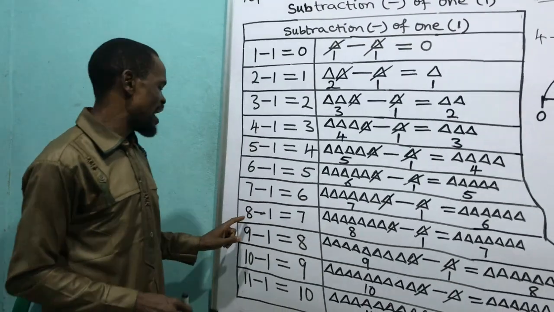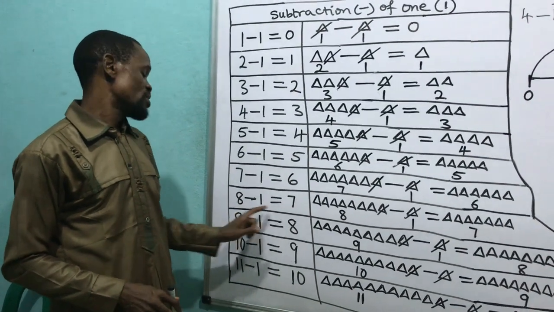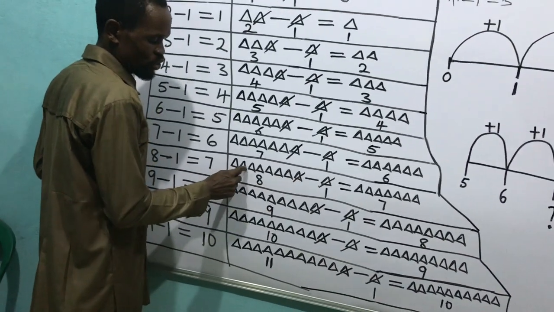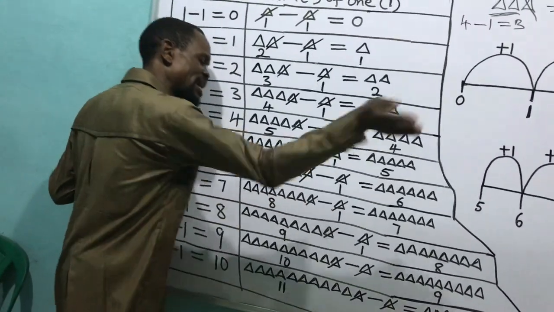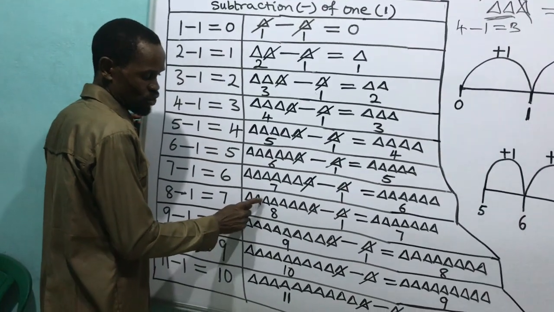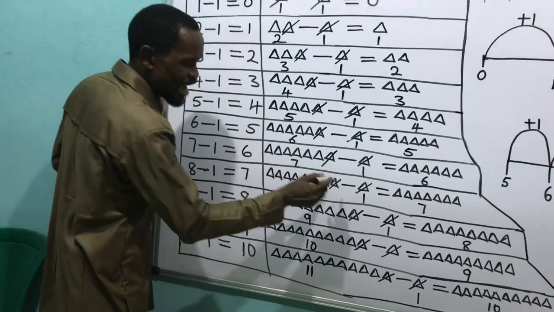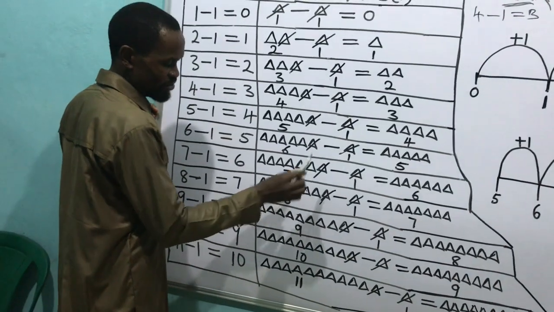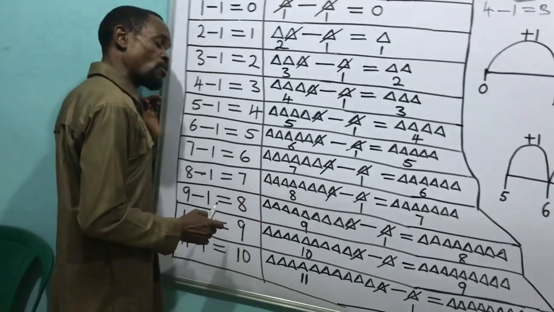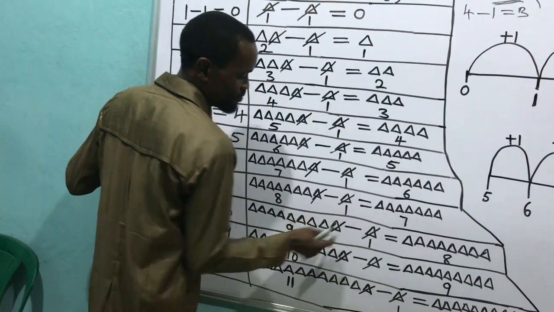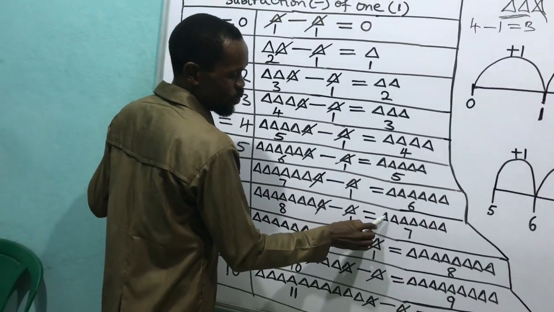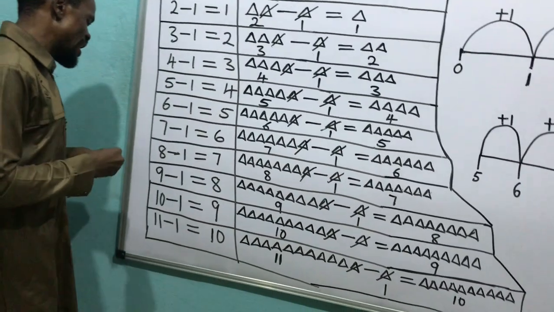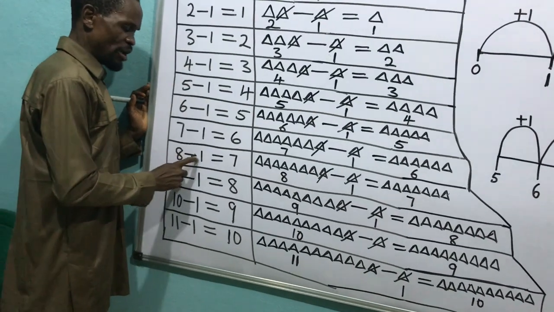And I come here: 8 minus 1 will give me 7. What does it mean? I have 8 triangles: 1, 2, 3, 4, 5, 6, 7, 8. And 1 triangle was removed from that 8. This triangle was cancelled. How many will remain? 1, 2, 3, 4, 5, 6, 7. Can you see it now? So when I remove 1 triangle from 8, I will be left with 7. Can we count the ones that remain? 1, 2, 3, 4, 5, 6, 7. It means that 8 minus 1 will give me 7.